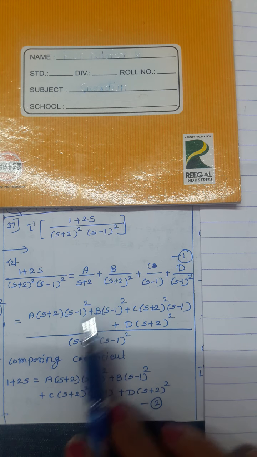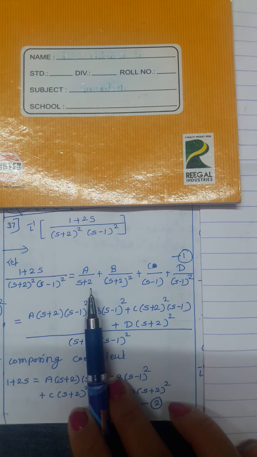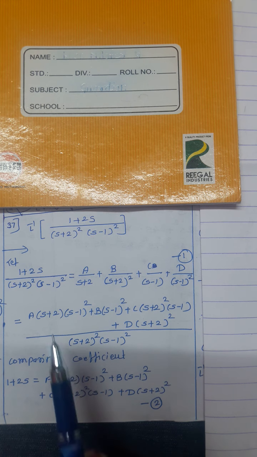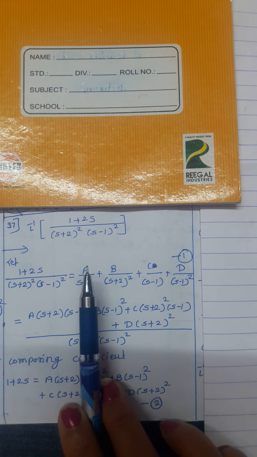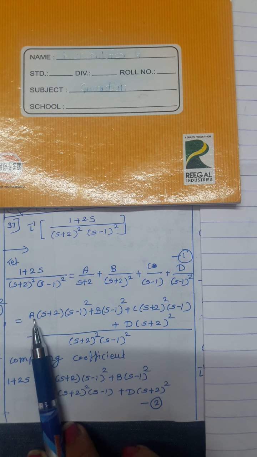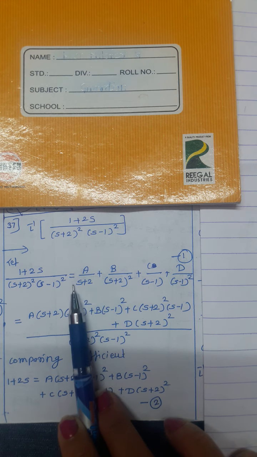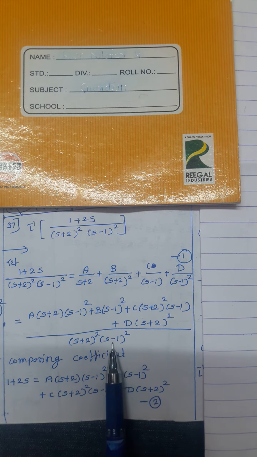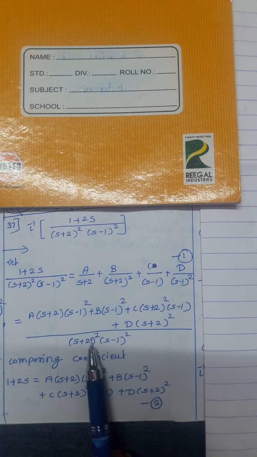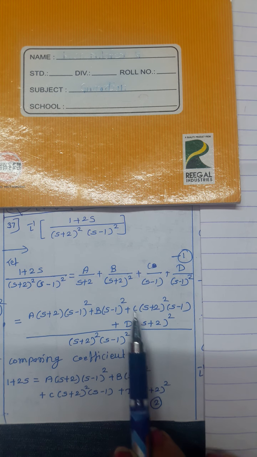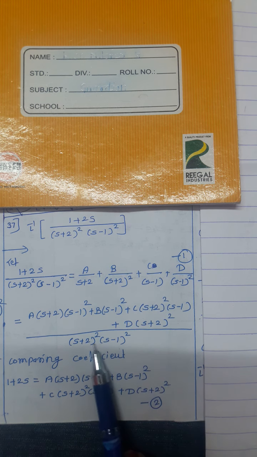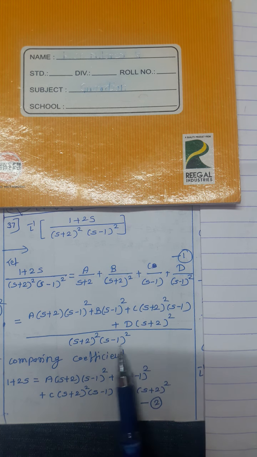Now we have to calculate the LCM, and we write the numerator as A into, you just delete this factor from the denominator, we get s plus 2 into s minus 1 bracket square, plus B into, just delete this factor, we get s minus 1 bracket square, plus C into, just delete this bracket, we get s plus 2 bracket square into s minus 1, plus D into, we delete this bracket, we get D into s plus 2 bracket square. This is our regular LCM method.